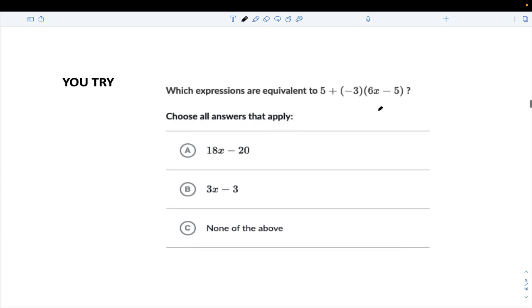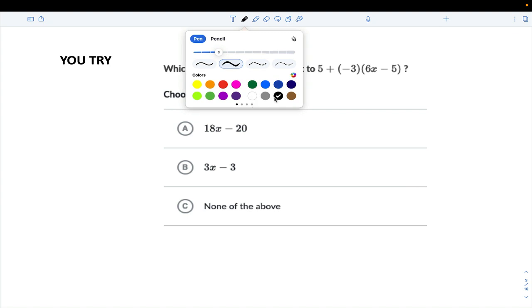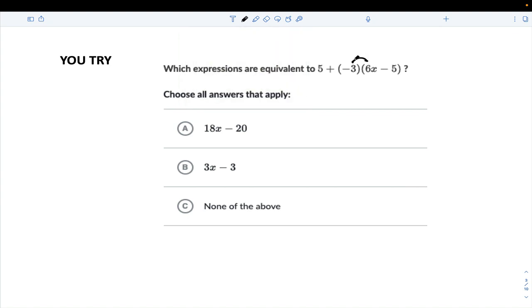You try this one on your own. Can I use the question? Then it goes to the question.